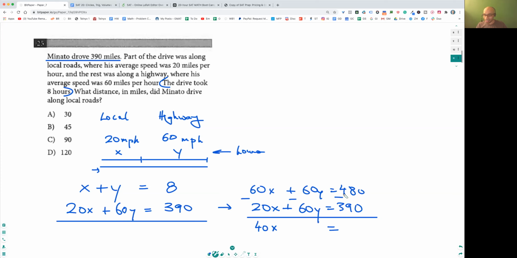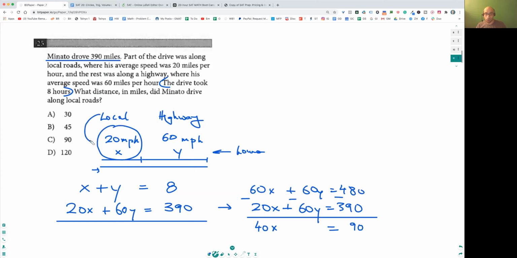Now you're going to subtract. So you've got 60 minus 20, which is 40x. So 40x is equal to 90. Now, what have they asked? What distance in miles did this person travel? The distance in miles that was traveled is 20x.